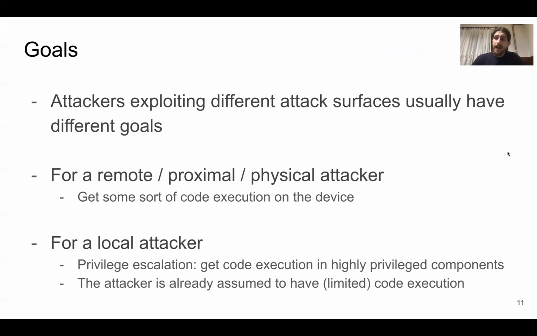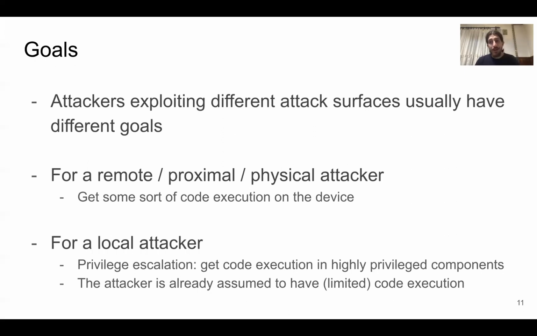Okay, so another aspect is these goals. Attackers exploiting different attack surfaces usually have different goals in mind. For example, for a remote attacker or a proximal or physical attacker, usually the attacker wants to get some sort of code execution on the device. Again, in this kind of attacker, the attacker is not already running some code. Remote attacker is really far, proximal is around the phone but not really attached. Even if you have the phone, there is a lock screen maybe, and you cannot really install another application or run code. So usually the goal is to just get code executed there.